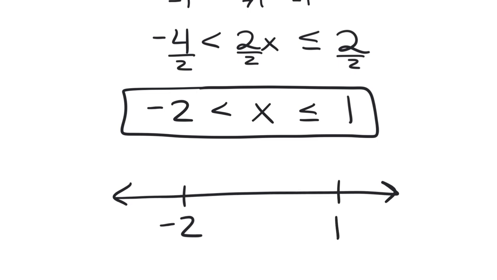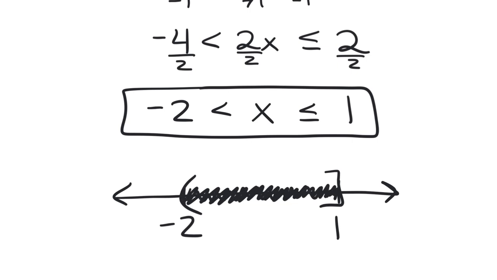A second ago I said I didn't care where numbers went. I still really don't care how far apart they are, but please make sure the smaller number is on the left and the larger number is on the right. What sort of symbol do I put at -2? A parentheses. What symbol do I put at 1? A bracket, and we color in between them because the x is in between those numbers.